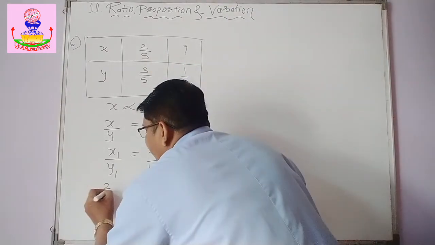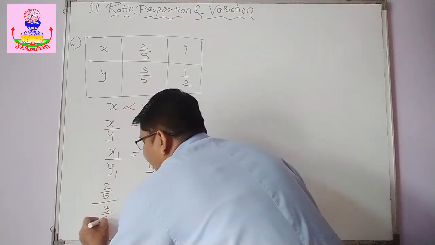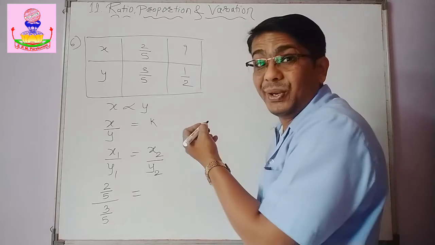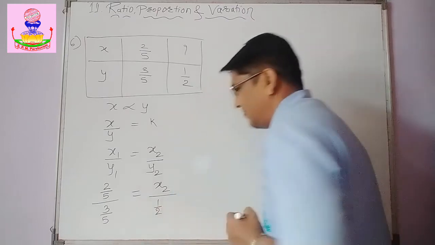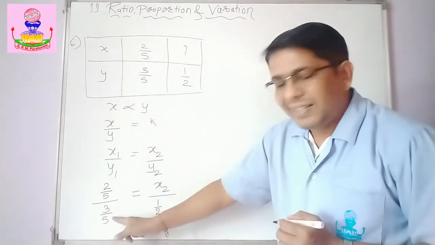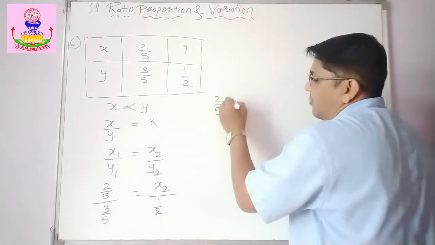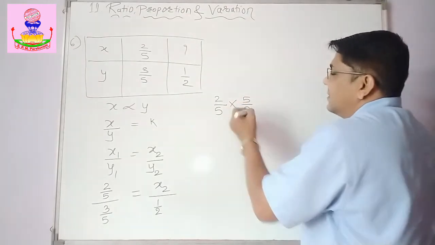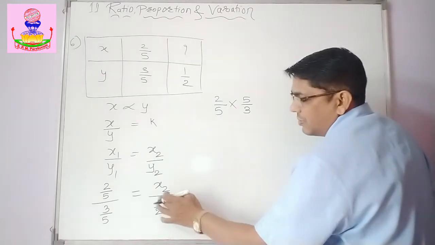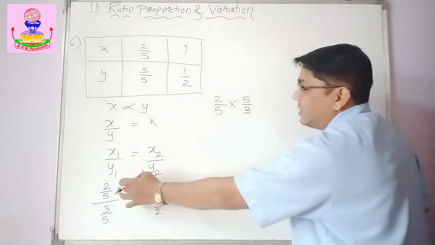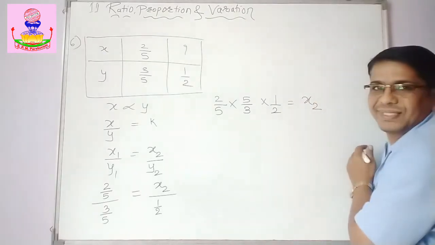Now x1 is 2 upon 5, y1 is 3 upon 5, and that is equal to x2. We don't know, so x2 as it is. y2 is 1 upon 2. Now see, this divided by this, so this becomes inverse. Okay, so you will have 2 upon 5 into 5 upon 3. Now bring this fraction completely here. So when it comes this side, it will be in again multiplication. So that is equal to x2.